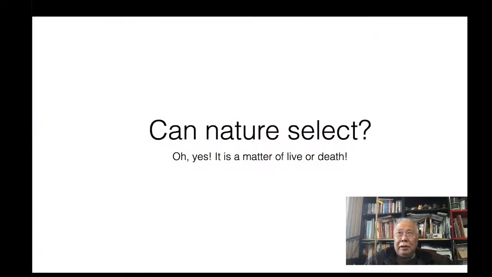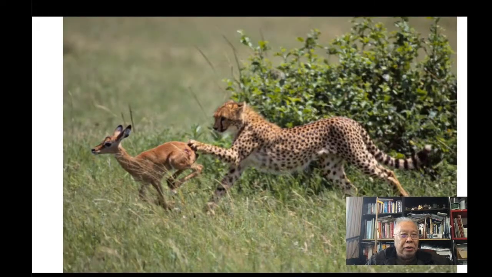So, can nature select? Oh, yes, it's a matter of life and death. For example, the selection between a hunting animal versus its prey. So the faster the prey can run, the less chance it will be caught. But at the same time, the faster a hunter can run, the better it can catch a prey. So there is a competition in speed between them. So they are driving each other, running faster and faster.